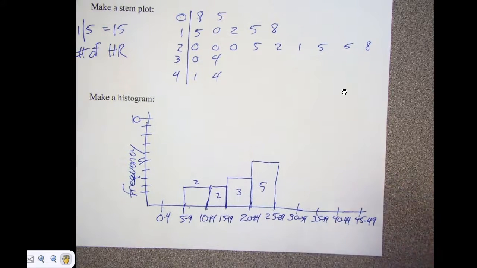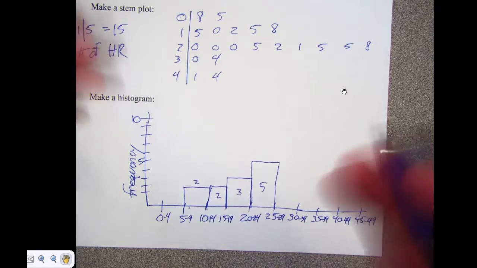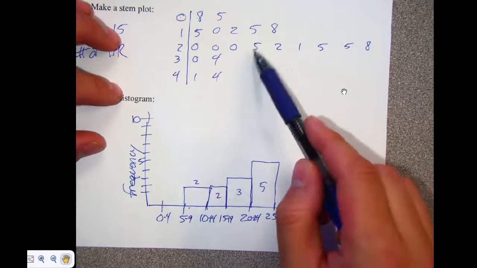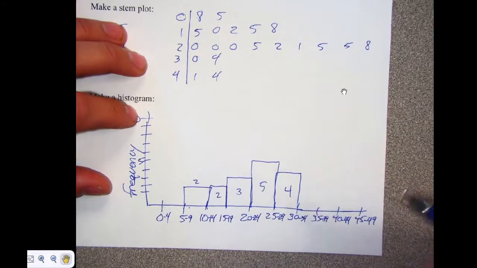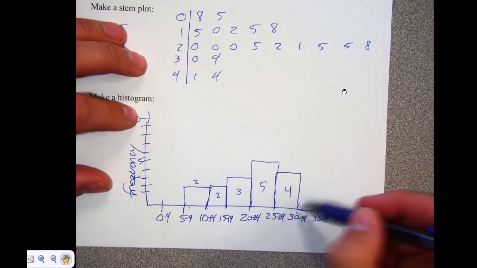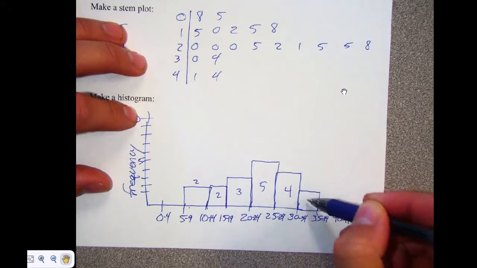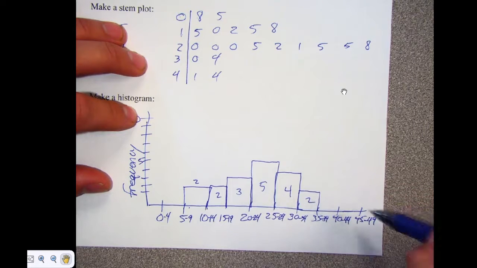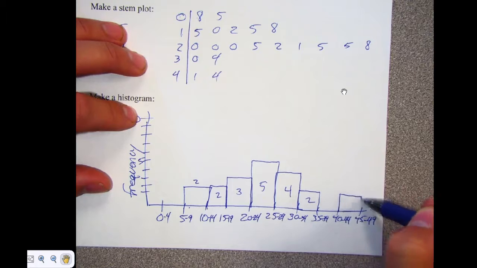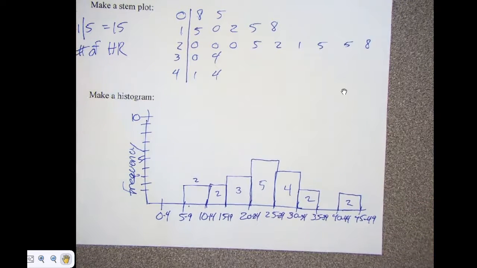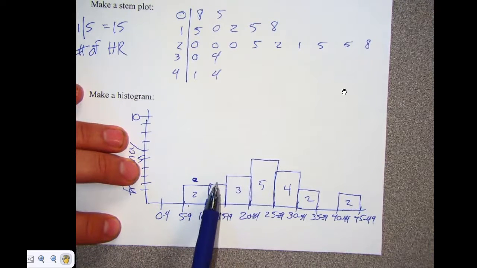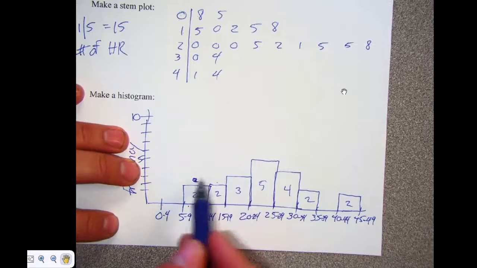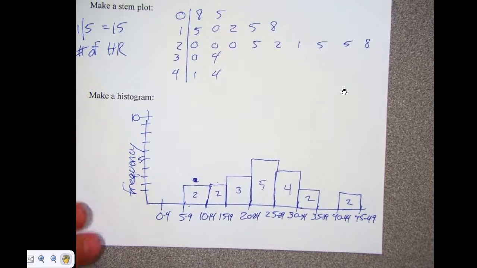And so now I can kind of see the shape a little bit. Where are most of them? Where are they spread out? How is the shape of the graph? 25 to 29, there's 4 of them. 30 to 34, there's 2. And then 41 to 44, there's 2. You can put the number on top or in. I just crossed it out because the other ones were in it and it was bothering me.